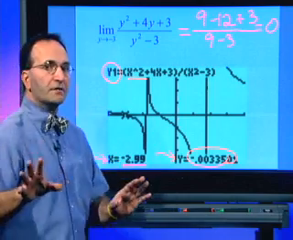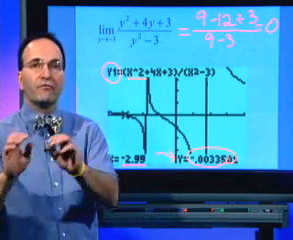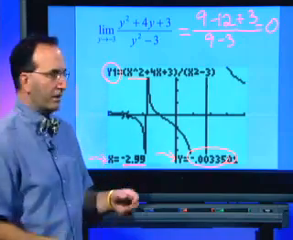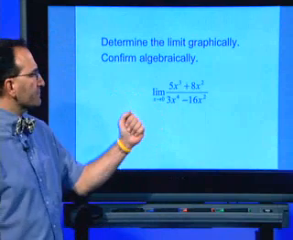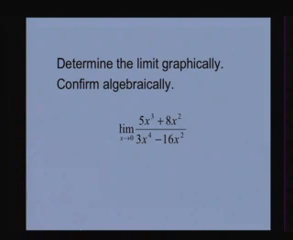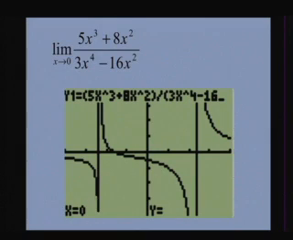But now, let's try another example, and this time determine the limit graphically first, and then support it algebraically. So let's take a look at the limit as x goes to 0 of 5x cubed plus 8x squared over 3x to the 4th minus 16x squared. The first thing I want to do is look at that graph. What we're interested in is the graph as x approaches 0. When we look at this, as x is approaching 0, what we see is that that's equal to negative 1/2.